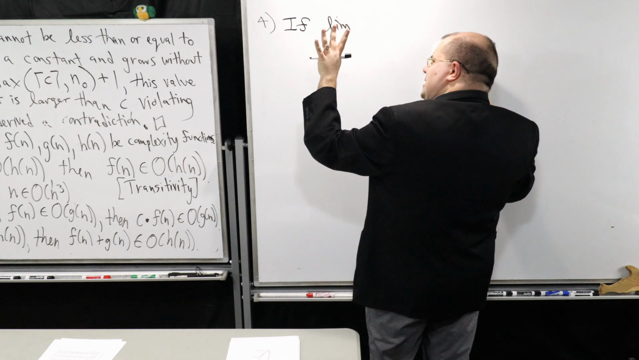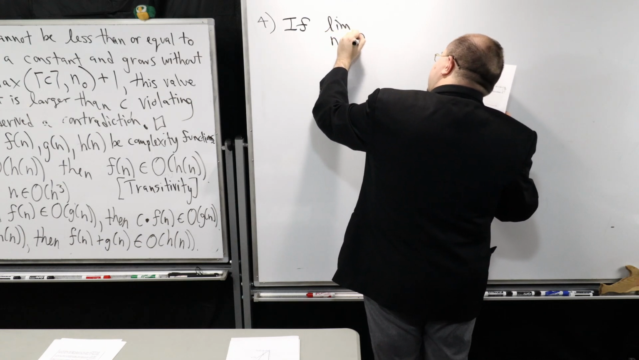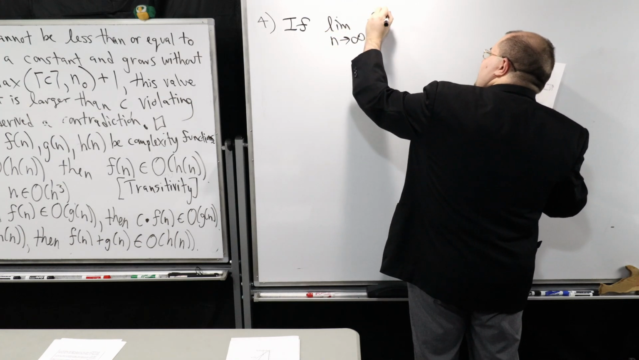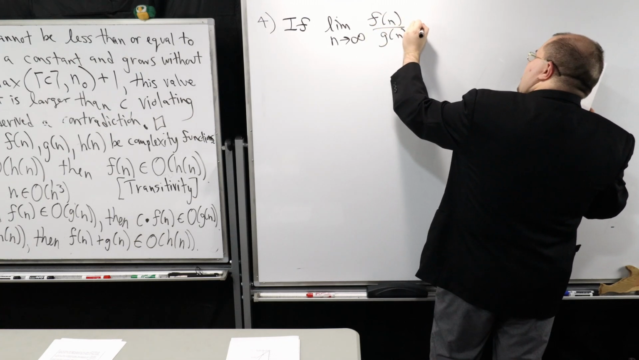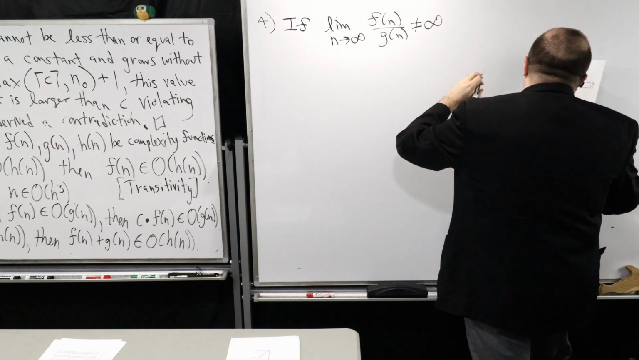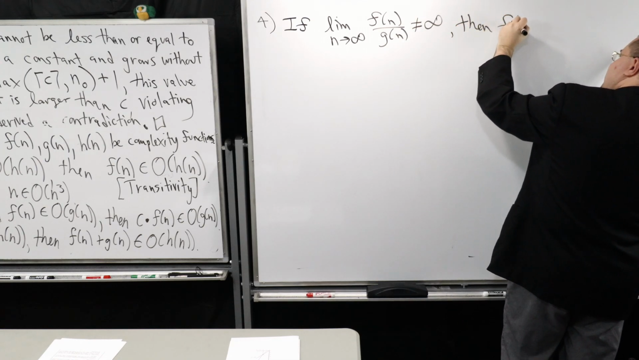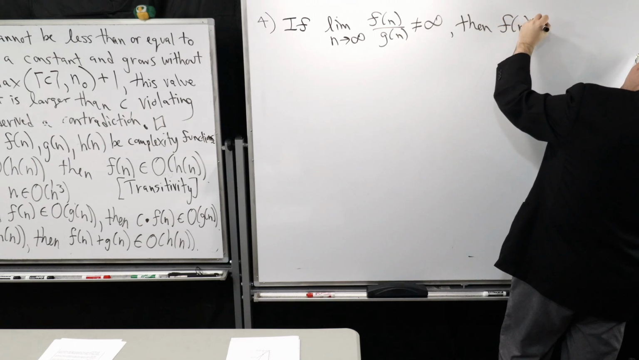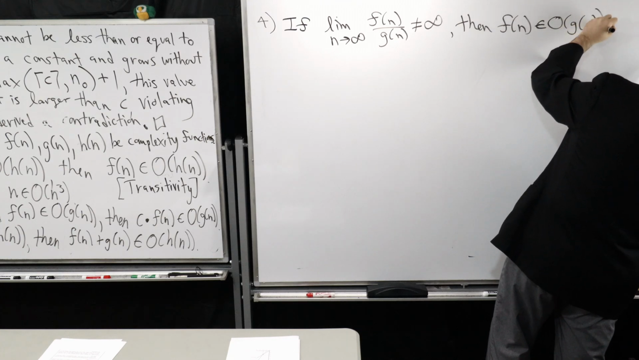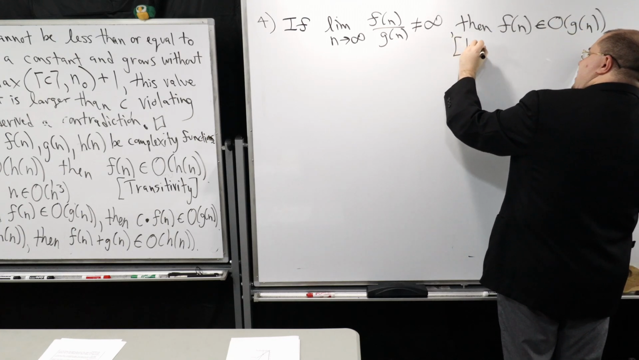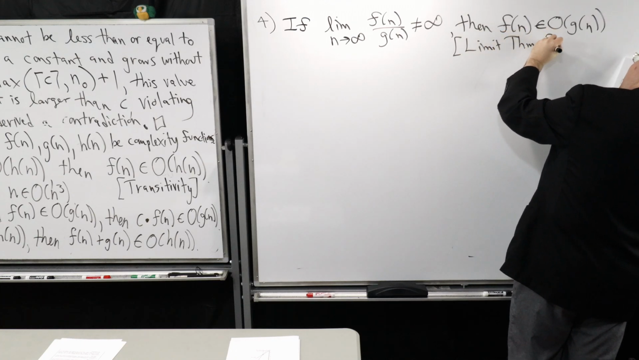So I'm going to be a little bit sloppy with this, but if the limit as n approaches infinity of f over g is not equal to infinity, then f is big O of g. So sometimes people refer to this as the limit theorem for big O.